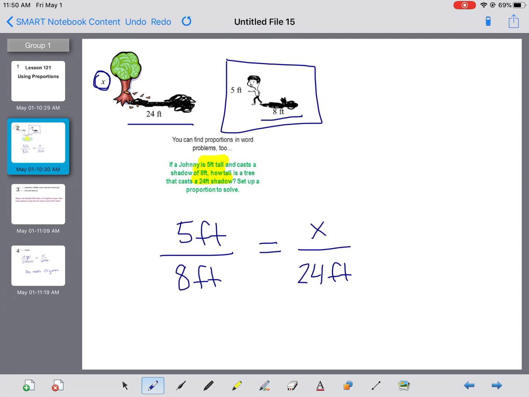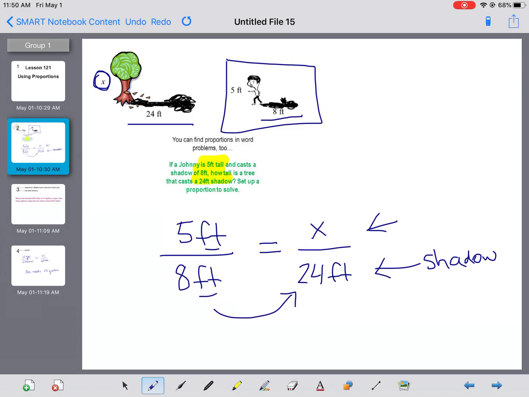Now, an important thing to note about how I set this up, especially because our units are both in feet, I made sure that the shadow lengths matched up at the bottom. The bottom of my ratios were the shadow lengths, and then the top was the height of the person or object. That's going to be important for you when you're setting up these proportions, making sure that you can think about them as denominators. Your denominators match.